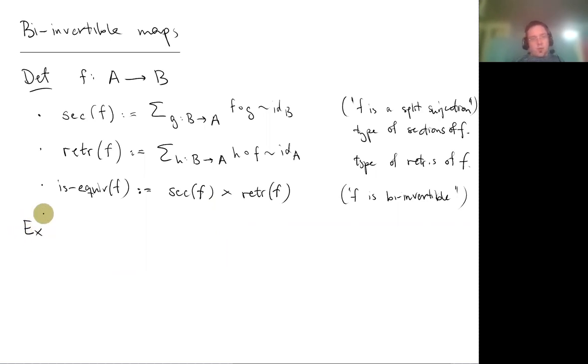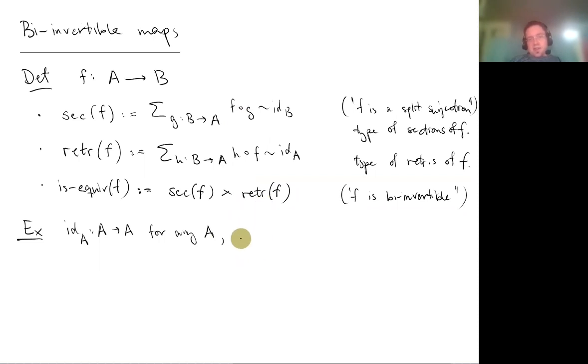As an example, the identity map on any type can be equipped with the structure of an equivalence, because we can take for both the section and the retraction the identity as well, and then the reflexivity homotopy, because the identity composed with the identity is itself. So we have the reflexivity of the identity, and that gives all the witnesses we need for everything.